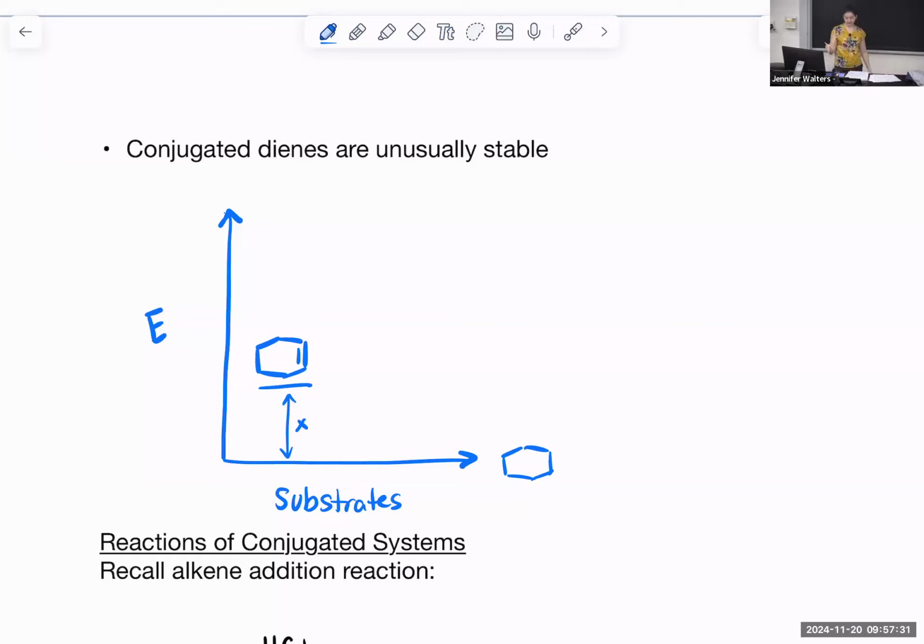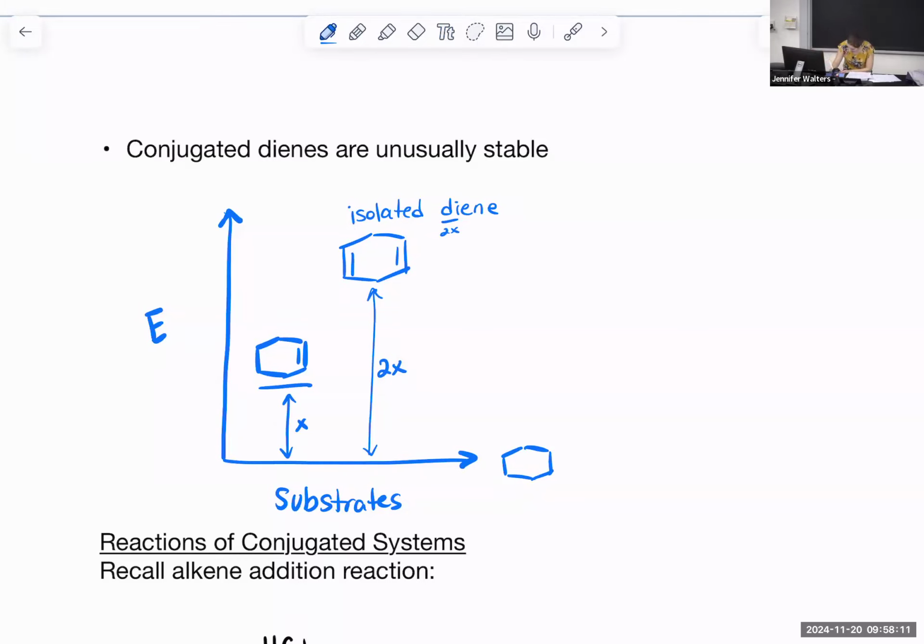So if I have that single bond, then that is going to be some amount of energy. If I get two alkenes and I become an isolated diene, di meaning two, then I am 2x, because I have two double bonds, so I'm twice the amount of energy.